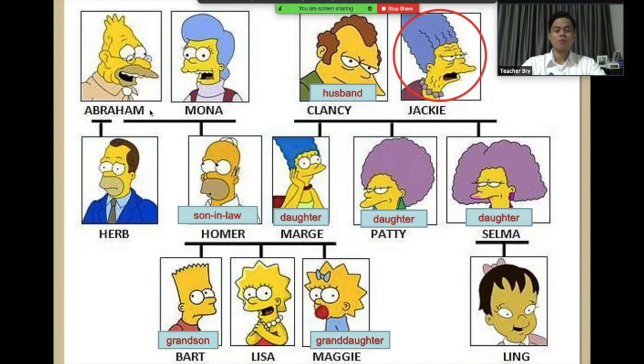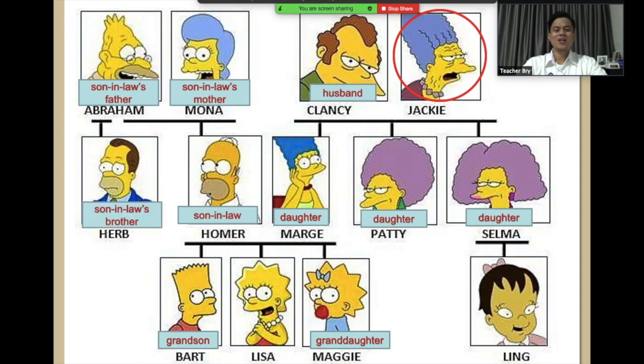The father of Homer is Abraham. So actually they're not related by blood because Homer is the husband of her daughter Marge. So what does she call Abraham? Right. So son-in-law's father. So that's the father of Homer. And Mona is her son-in-law's mother. So that's the relationship of Jackie with the parents of her son-in-law Homer.